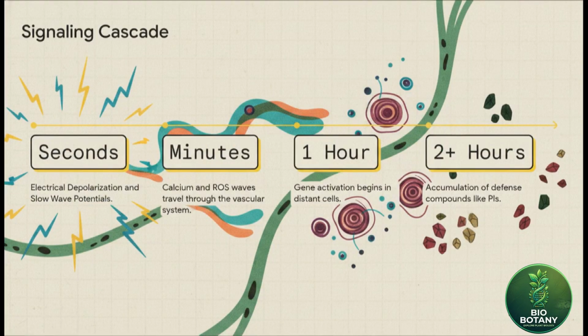Let's anchor ourselves in time for a second, because the choreography here is amazing. Within literal seconds of the injury, we get electrical depolarization and the firing of those slow wave potentials. Over the next few minutes, those calcium and ROS waves wash through the plant's vascular system. Then, it takes roughly 1 hour for these rapid signals to penetrate the nucleus of distant cells and actually kick off gene activation. And finally, at the 2+ hour mark, we start seeing the physical accumulation of defense compounds, like proteinase inhibitors, in those distant tissues.